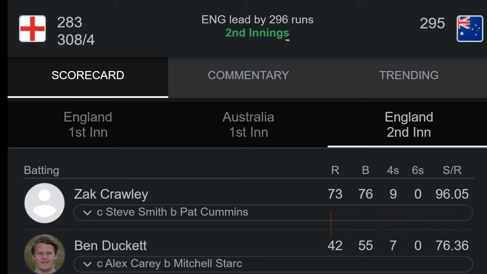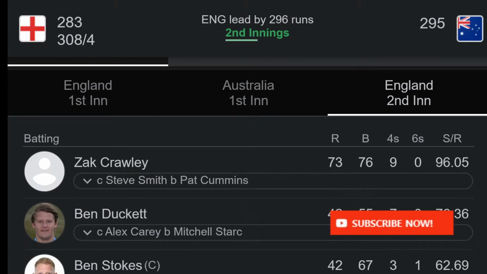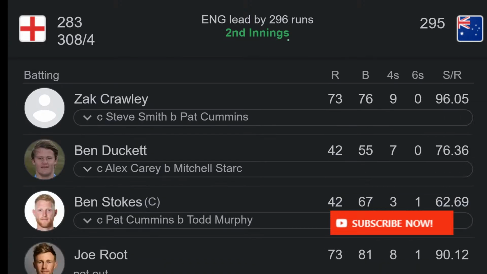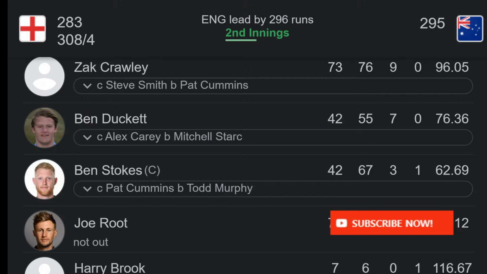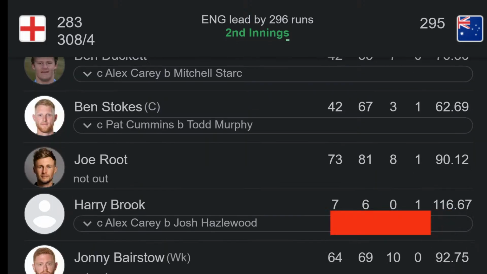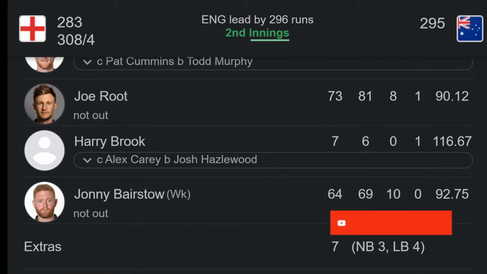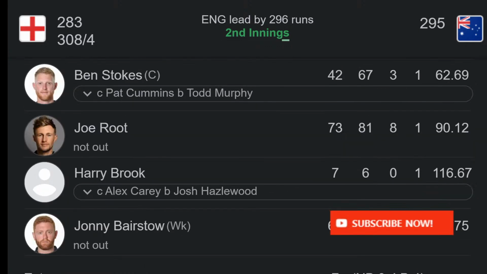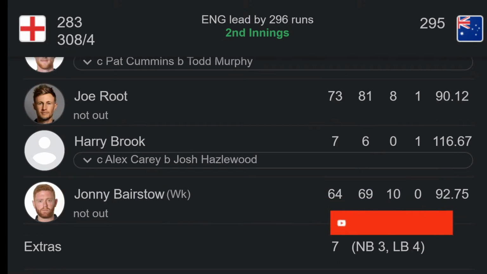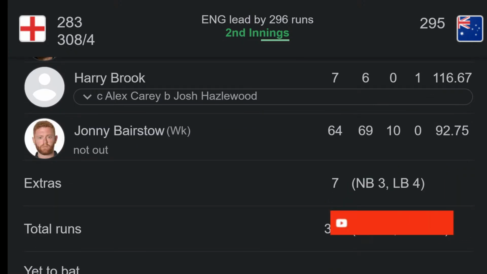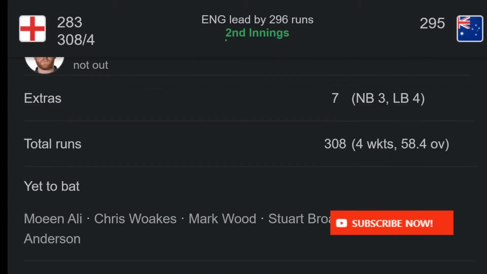So Zak Crawley 73 off 76, Ben Duckett 42 off 55, Ben Stokes 42 off 67, Joe Root 73 off 81, Harry Brook 7 off 6, and Jonny Bairstow 64 off 69. This is the situation, and with the extras, total 308 for the loss of 4 wickets.